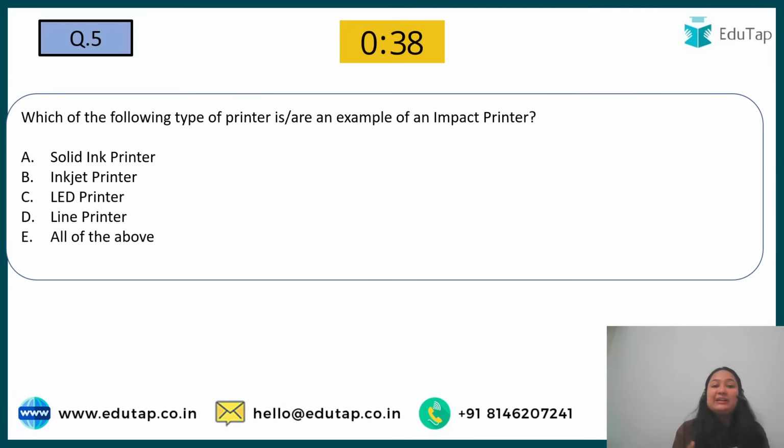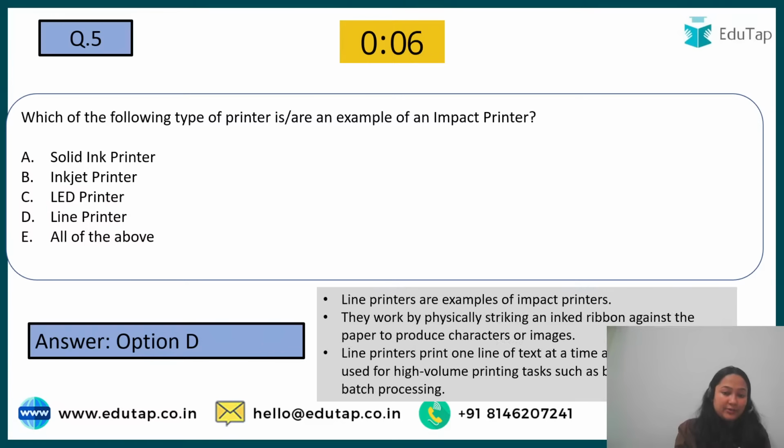Then we have inkjet printer. It uses ink. We have LED printer. So in LED printer, the laser that we have gets replaced by the light emitting diode. That is also the full form of LED, and these are used like that. But yes, line printers are the impact printers we have. Okay, the correct answer will be option number D. Option D, line printer is the impact printer, the rest are not impact printers.